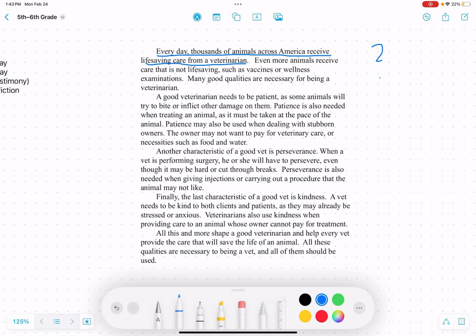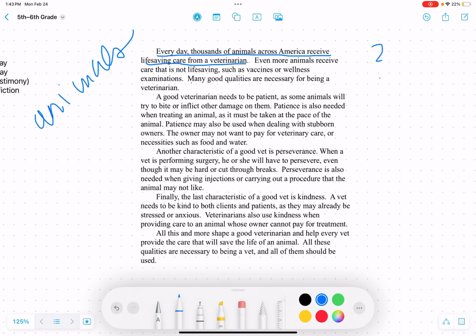Every day, thousands of animals across America receive life-saving care from a veterinarian. Now, the subject of her topic sentence is about thousands of animals across America. So this essay is about animals. Let's see if that holds true.